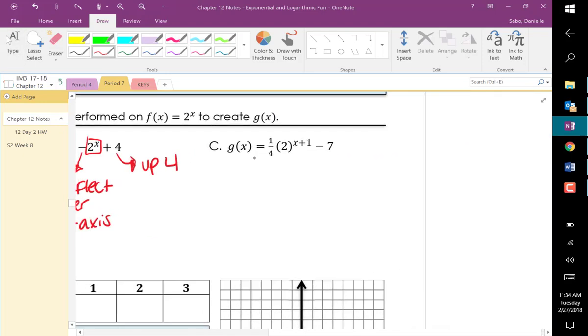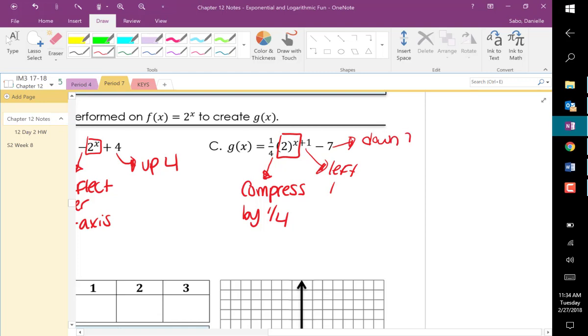Now, what does this 1/4 mean? Yep, compress by 1/4. Now, again, this little box, it means nothing. That's part of the function. This is our original. But what does a +1 mean? Very good. Left 1. And then this means down 7. Good. Okay. I think you guys are good at that because you've been doing it for so long. You've been doing it almost in every single chapter that we've done so far. Questions?